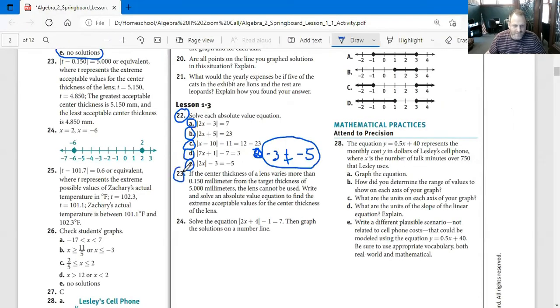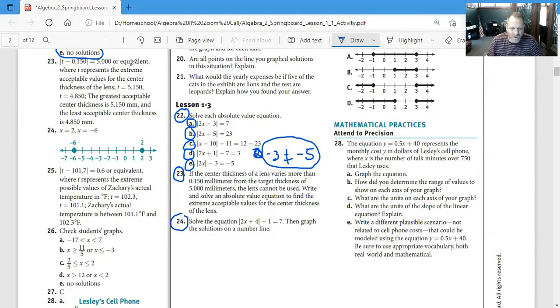All right, let's go to number 24. Okay, so we did number 23. All right, and number 24. Solve the equation absolute value of 2x plus 4 minus 1 equals 7. Oh, and then graph the solution on a number line. So let's go back. Take a good look at this, and then we're going to write it down up here on the whiteboard. Pause the video if you have to.